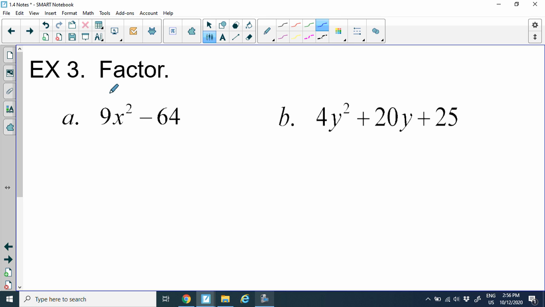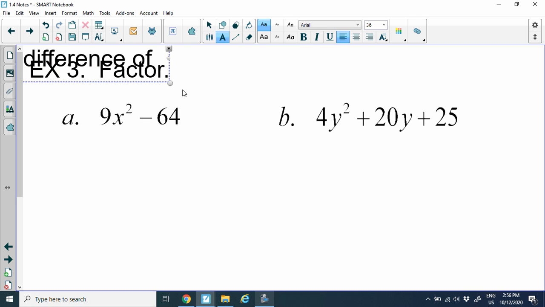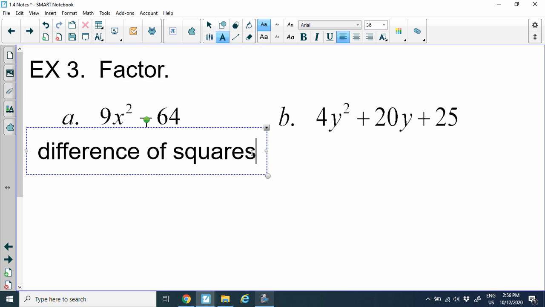So remember, in order to be a difference of two squares, it needs to be a binomial. Okay, this is checked. It has to have subtraction, check, and the a and the last term have to be perfect squares. Both 9 and 64 are. So this is what we call a difference of squares, or a difference of two squares, whatever you would like to call it, okay?